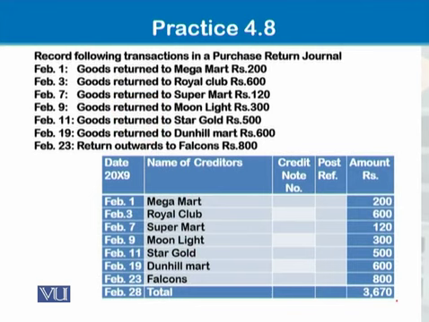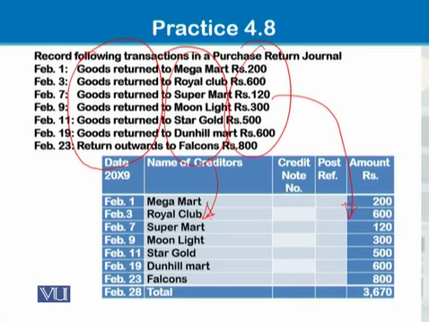Okay. Well, so this purchase return journal looks exactly the same as we experienced in the sales return journal. So these are goods returned to our suppliers. These are the names of our suppliers. And this is the amount that we will put, exactly the amount opposite to the supplier's name. Megamart 200. So on and so forth. Don't forget to put the dates.